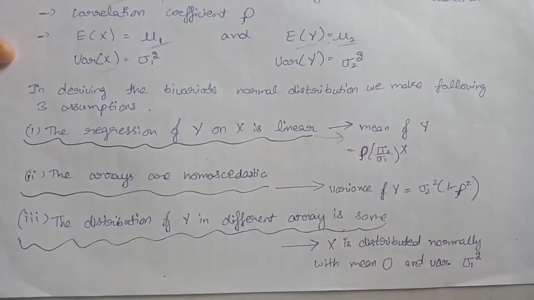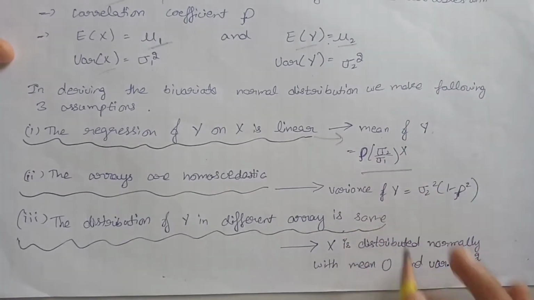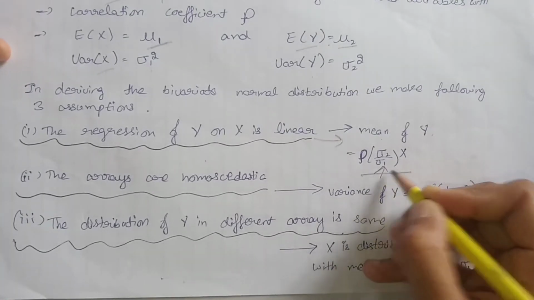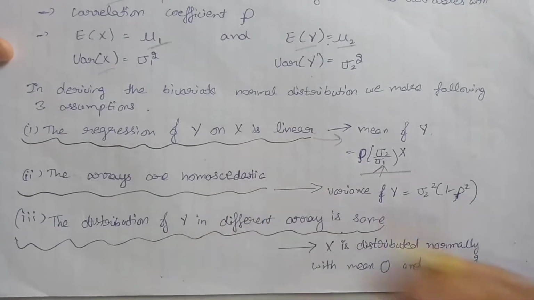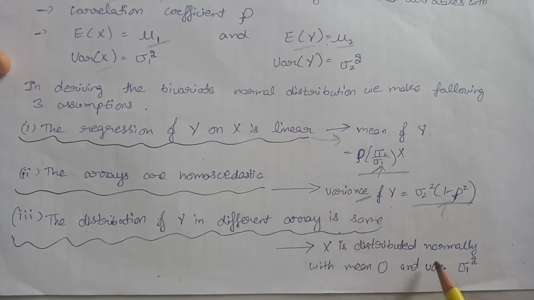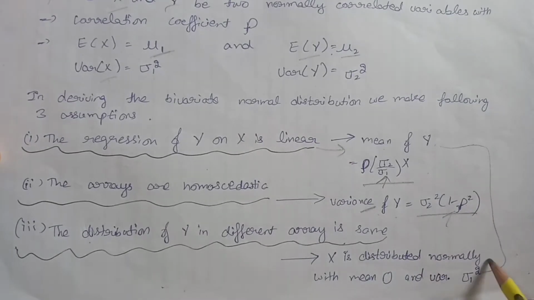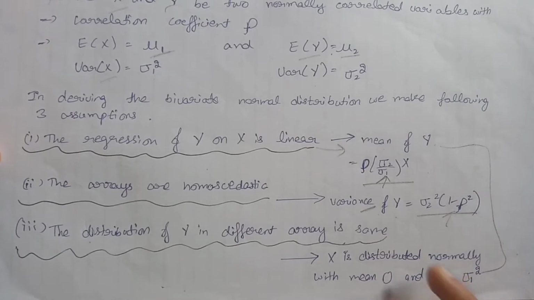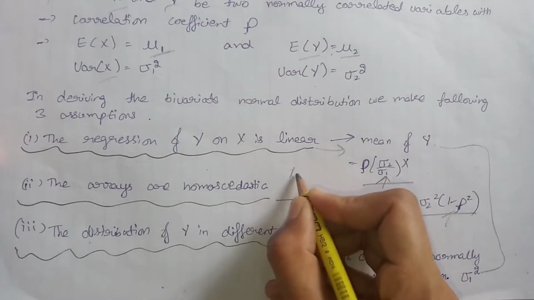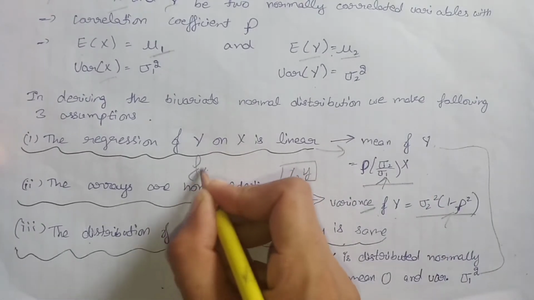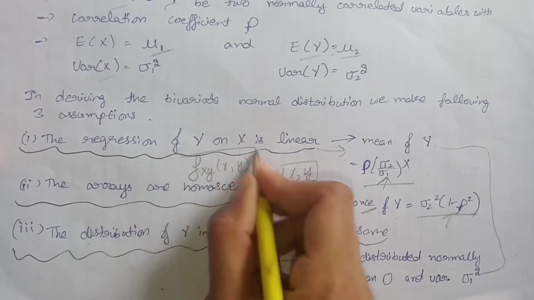According to our first assumption, the mean of y is equal to this. That means in the derivation we have to use this value for the mean of y. According to our second assumption, the variance of y is this. According to the third assumption, our x random variable is distributed normally with mean 0 and variance sigma 1 square. So by using these three basic assumptions, we will derive our bivariate normal distribution, which is actually equal to the joint probability density function of our x and y random variables. That means basically we just have to calculate the joint probability density function of x and y, that is this value.